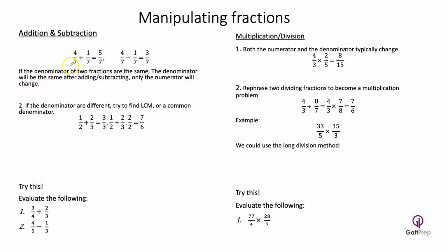And we are using this to represent this scenario. So you have 4 pieces out of 7 and your friend gives you 1 out of the 7. Essentially you have 5 out of the 7-piece cake.